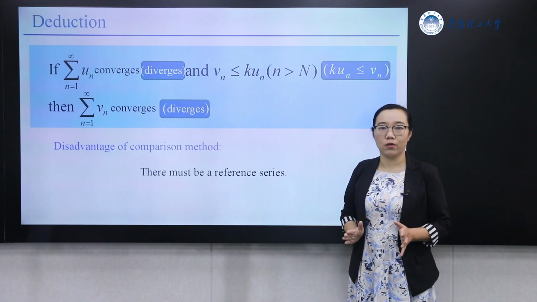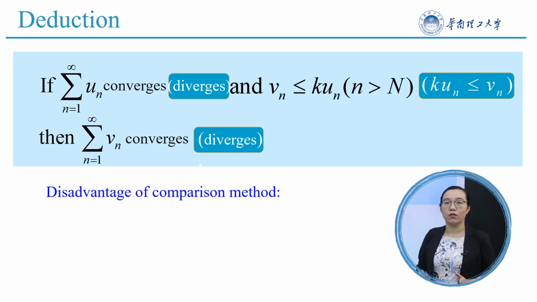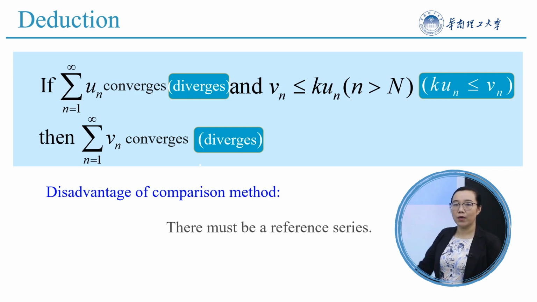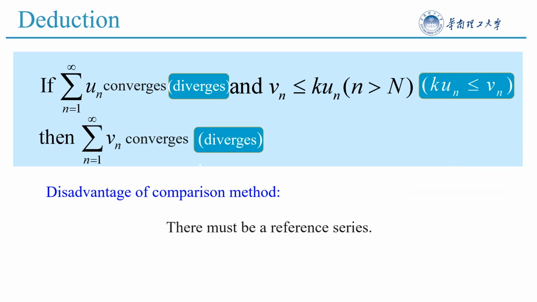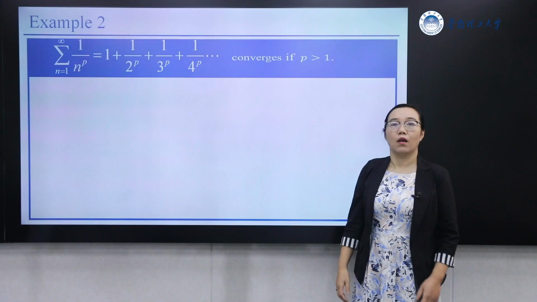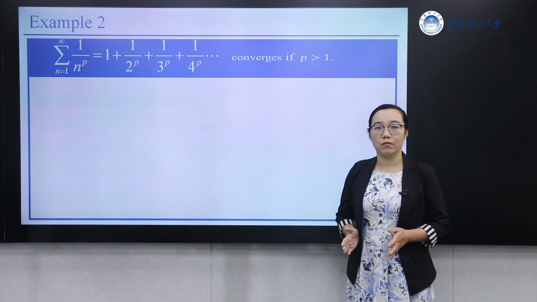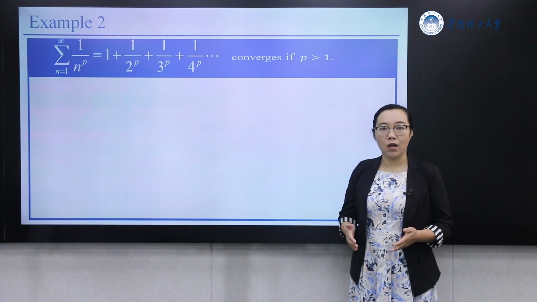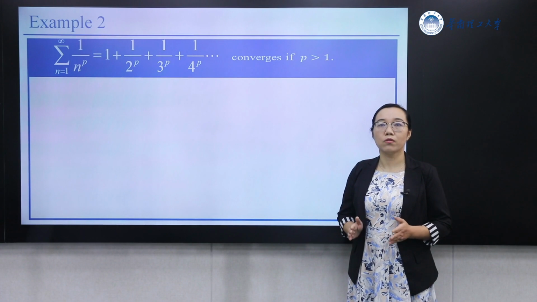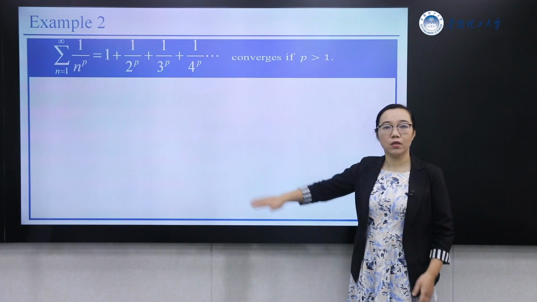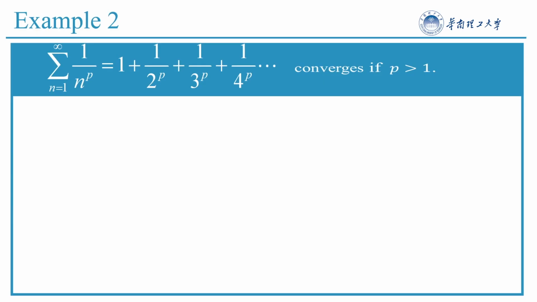But we can't ignore the disadvantage of the comparison method, which means that there must be a comparative series. How to apply the comparative theorem? Now, let's give an example of how to apply this theorem. Please prove the summation of 1 over n to the power p converges if p is greater than 1.